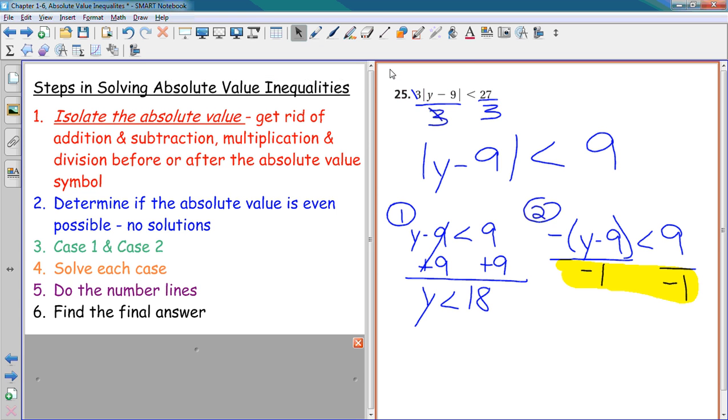Yeah, you have to flip the sign. So I'm going to go ahead and flip the sign. I'm going to say, okay, now this becomes -9, and this negative cancels out. So I'm left with y minus 9. To solve for y, I have to add 9 to both sides.